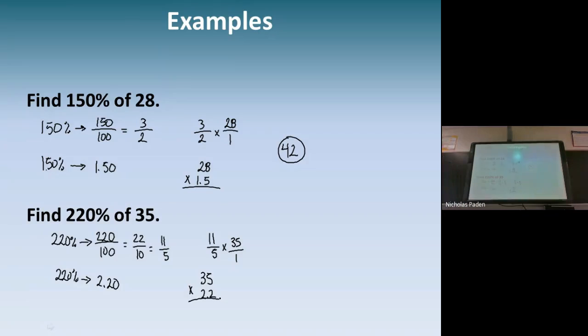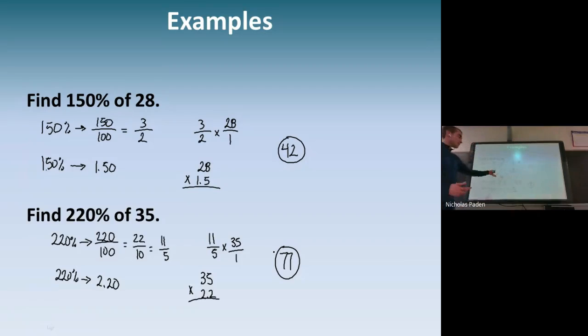And whenever you multiply those out, either way you choose to do that, you should get 77. 77 is 220% of 35. If you think about this really quick, 200% of something is doubling it. I'm multiplying that number by 2. So 200% of 35 would be 35 times 2, double 35, which is 70.